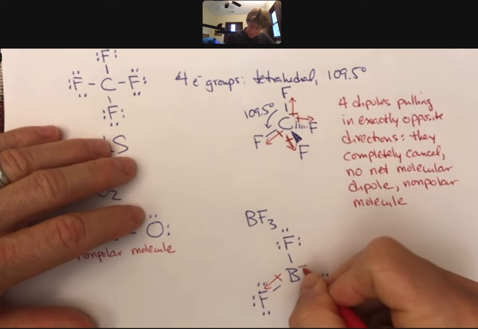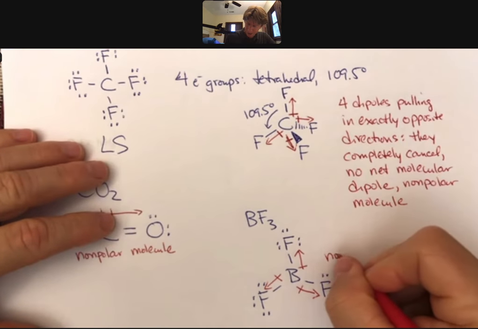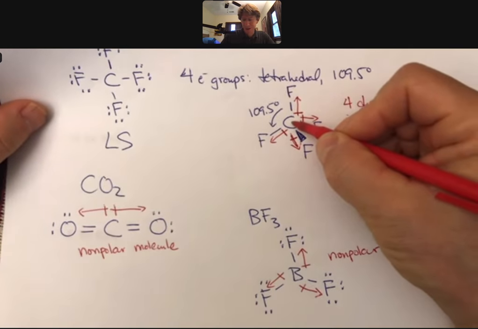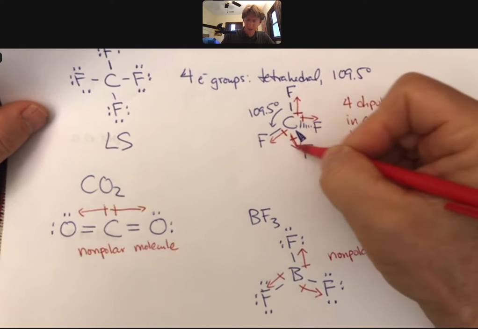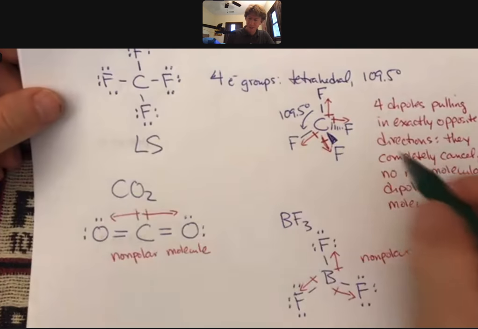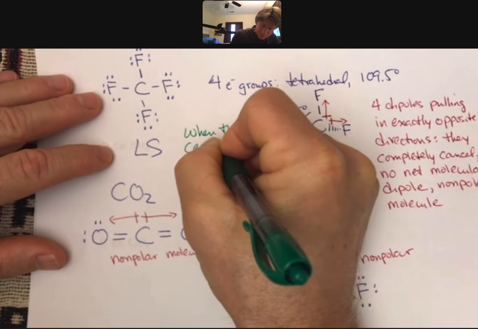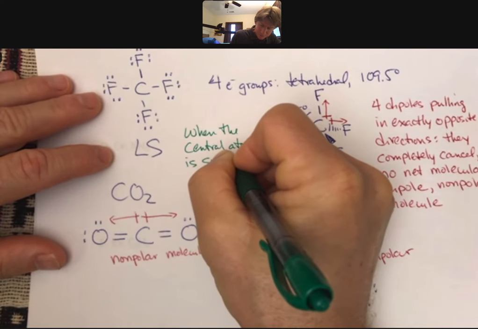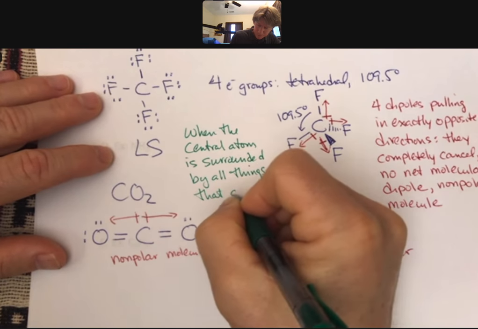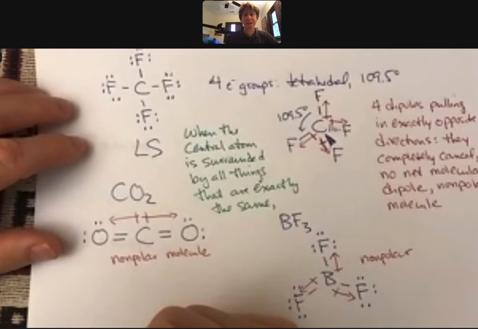However, for this, it's a perfect example. All three of these dipoles point in exactly opposite directions, nonpolar. And so we're coming up with a rule, and the rule says whenever the central atom is surrounded by all things that are exactly the same, it will be nonpolar. Let me write that out in green right here. When the central atom is surrounded by all things that are exactly the same, dipoles cancel, nonpolar molecule.